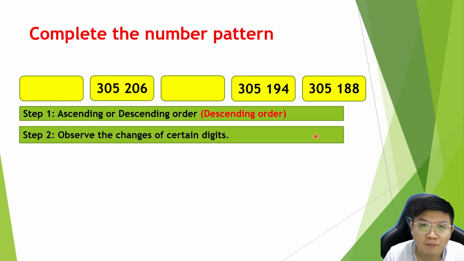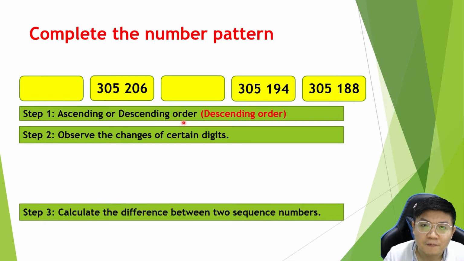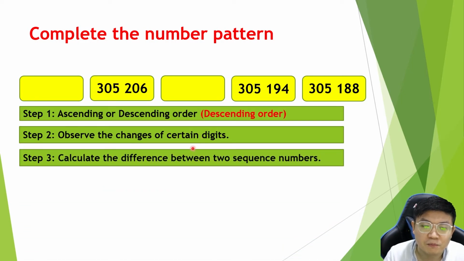Now, second step, observe the changes of certain digits. So the certain digit changes are only these three, 206, 194, and also 188. These three change, whereby 305, no change. All right. Next one, calculate the difference between two sequence numbers. Now, it must be between two. I cannot take the second and the fourth. It's too far. So I'm taking the fourth and fifth to find the difference.